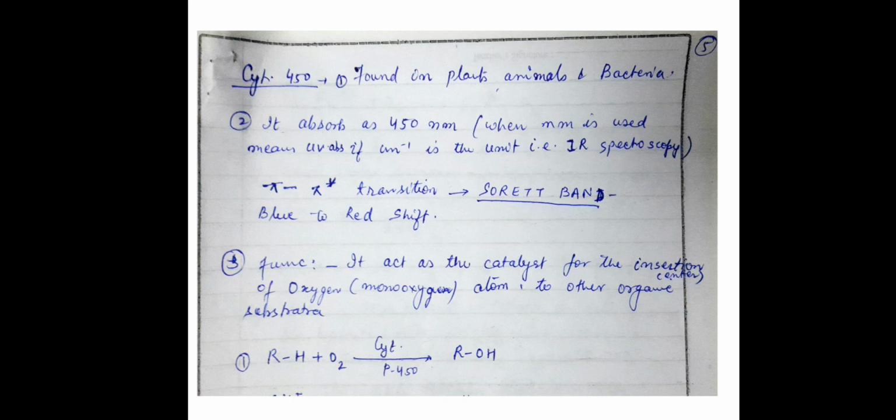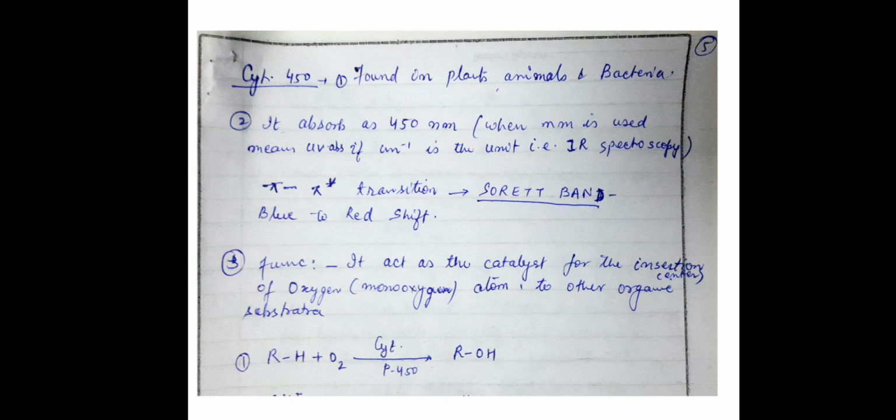Next is cytochrome P450. Cytochrome P450 is found in plants, animals and bacteria. It absorbs at 450 nanometer. When nanometer is used, it means ultraviolet absorption. If we use the unit centimeter inverse, it means IR spectroscopy. So 450 nanometer is the UV absorption of the cytochrome.